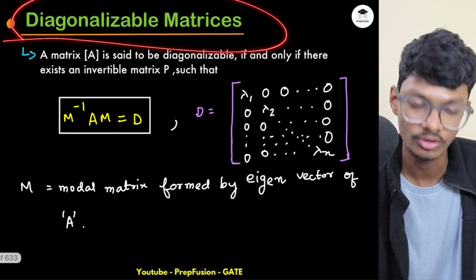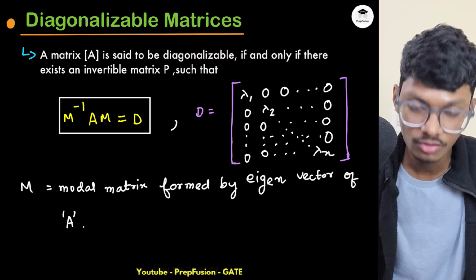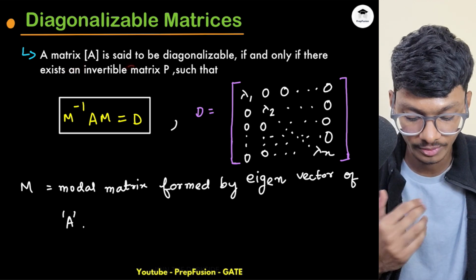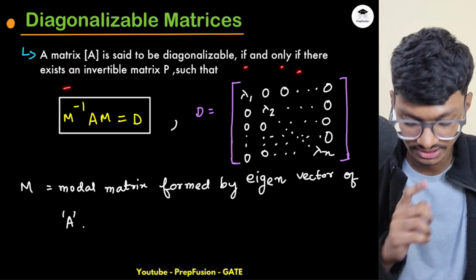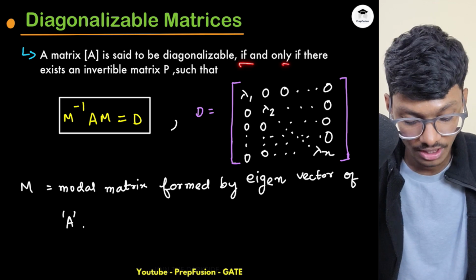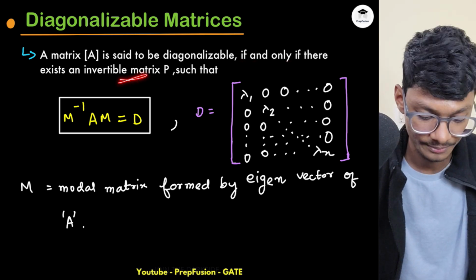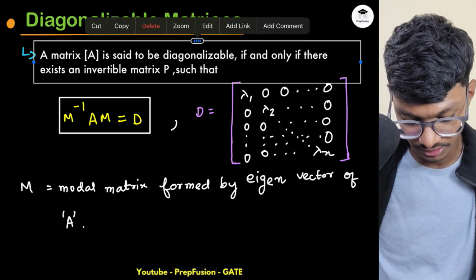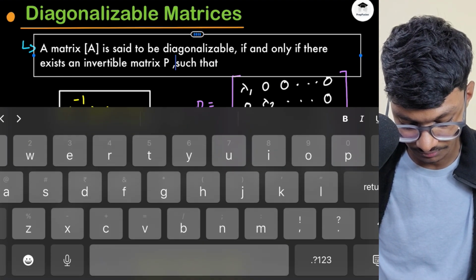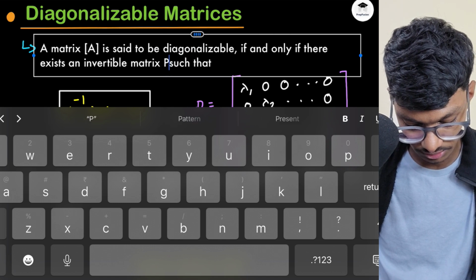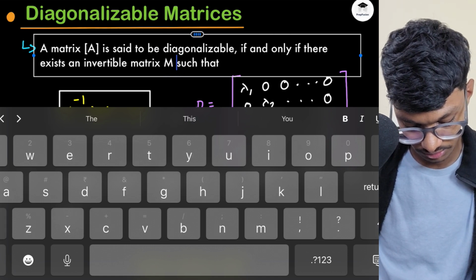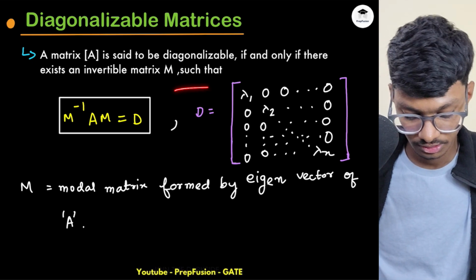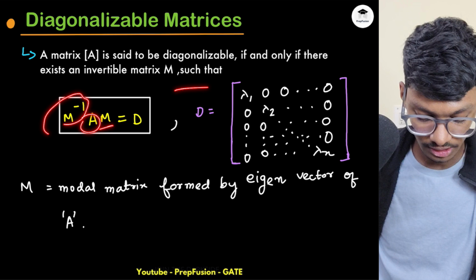Now next is the diagonalizable matrix. What do you mean by a diagonalizable matrix? A matrix A is said to be diagonalizable if and only if there exists an invertible matrix M, such that M inverse A M equals D.